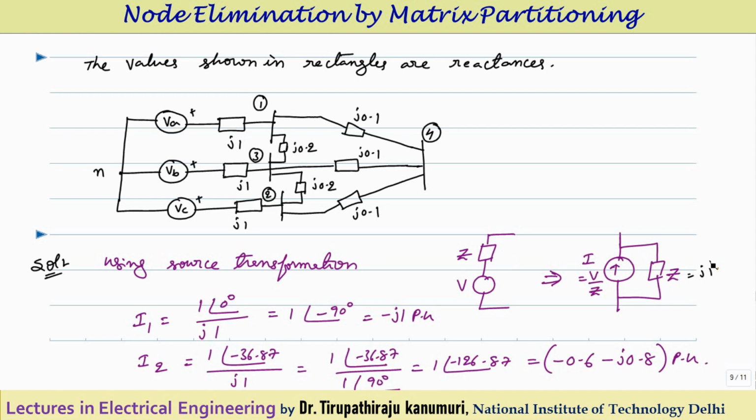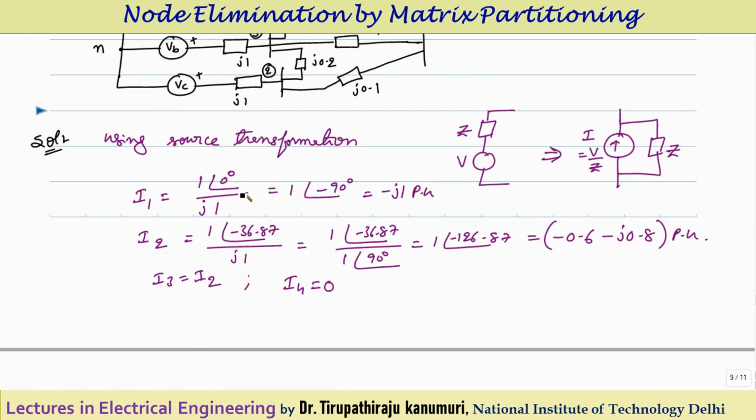In our example, this will be J1. Getting it? So let us try to calculate these currents. How to calculate currents? Voltage divided by impedance. So 1 at an angle of 0 divided by J1. J1 is nothing but 1 at an angle of 90 degrees, because we know that in division of two polar coordinates, we divide the magnitudes and subtract the denominator angle from the numerator angle. So this will be 1 at an angle of minus 90 degrees.